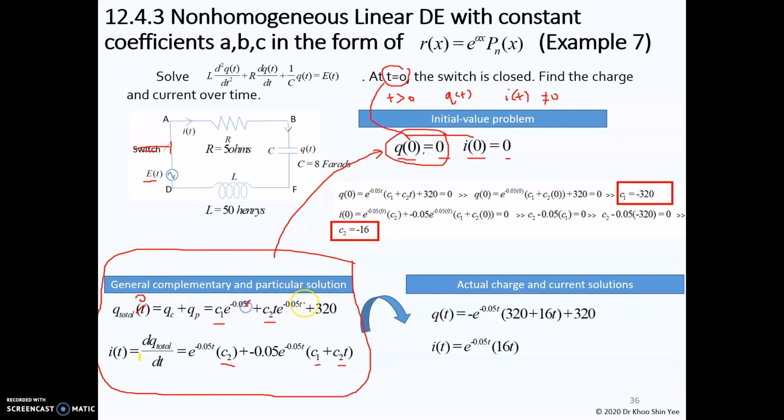you substitute all the t equal to 0 here, then the charge will be equal to 0. With that, you succeed in forming this equation. Then exponential 0 gives you 1. So C2 multiplied by 0 gives you 0. So from here you have C1 plus 320 equal to 0, and you obtain C1 equal to negative 320. By using the second initial condition, at t equal to 0, you substitute all the t here equal to 0.